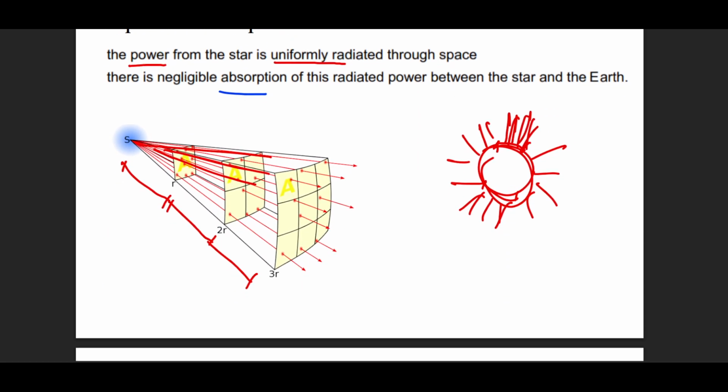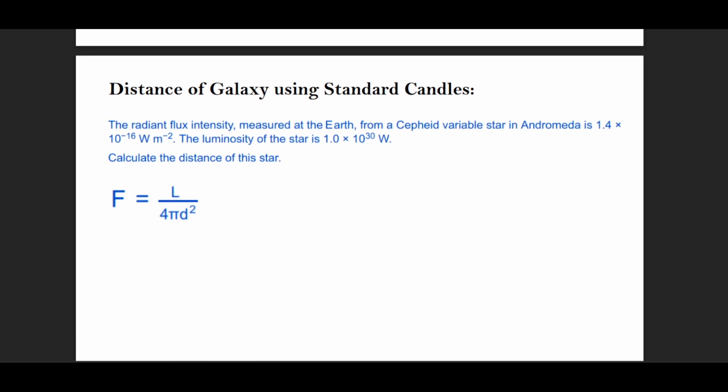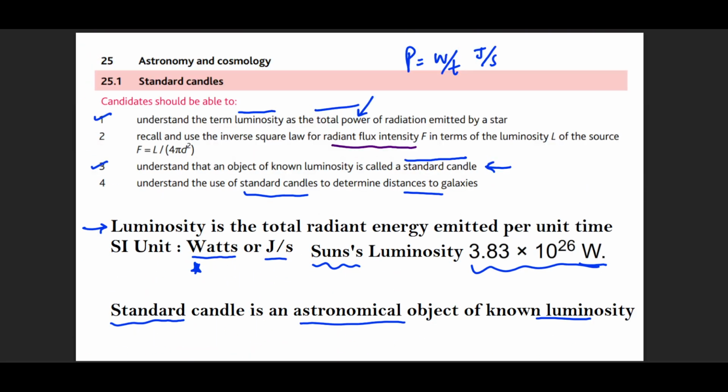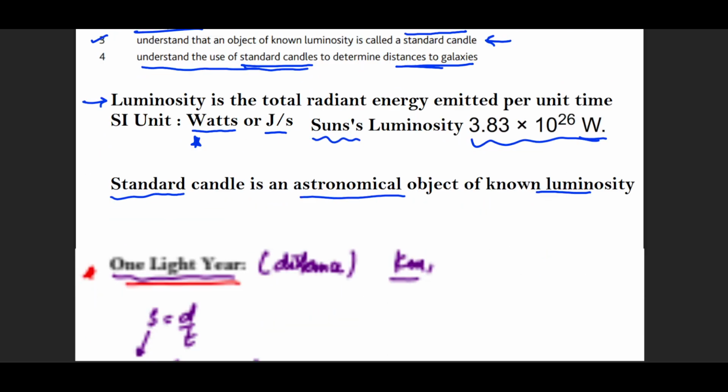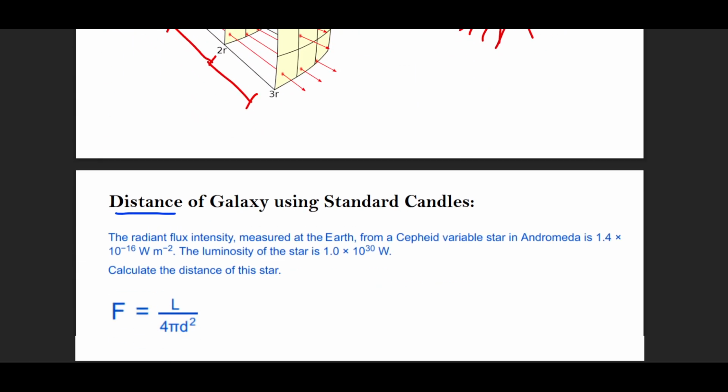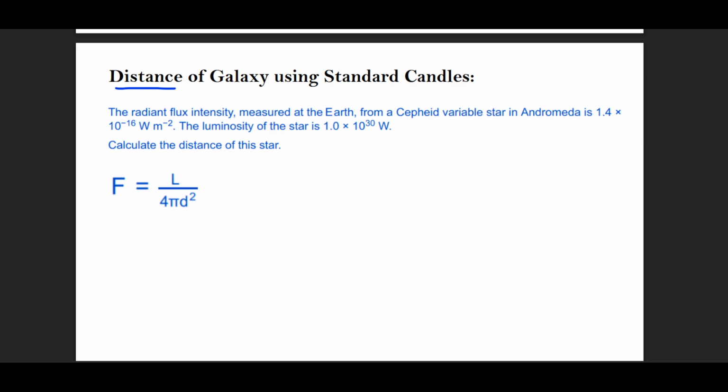Okay. Moving on towards a question using this formula to find out the distance of a galaxy. This is the next part of the course, by the way. It says, understanding that standard candles can be used to determine the distance to other galaxies, let's use this formula, F equals L divided by 4 pi D squared, to find out the distance from Earth to that galaxy. Now, let's read the question. We can ignore the names of the stars. It's not important. It says that Andromeda has, let's say, this many watts per meter squared.